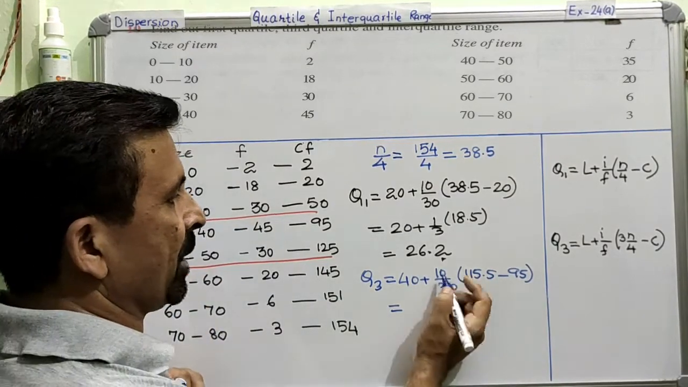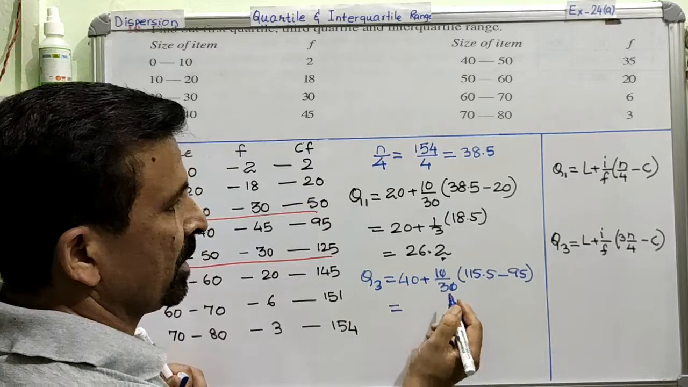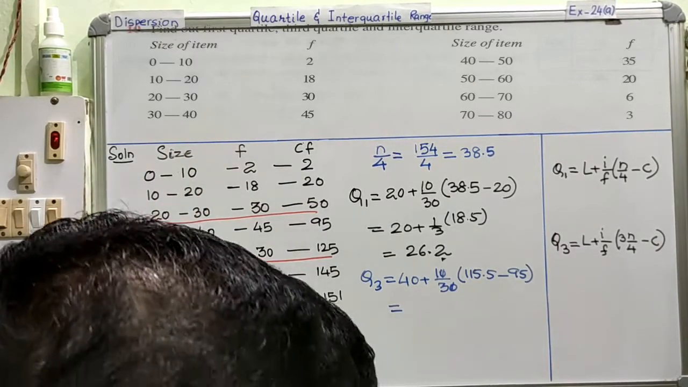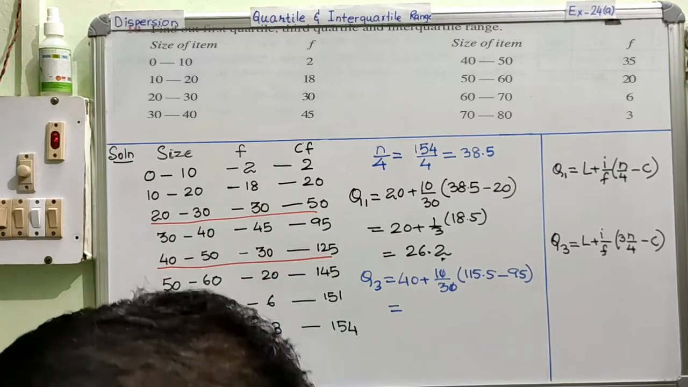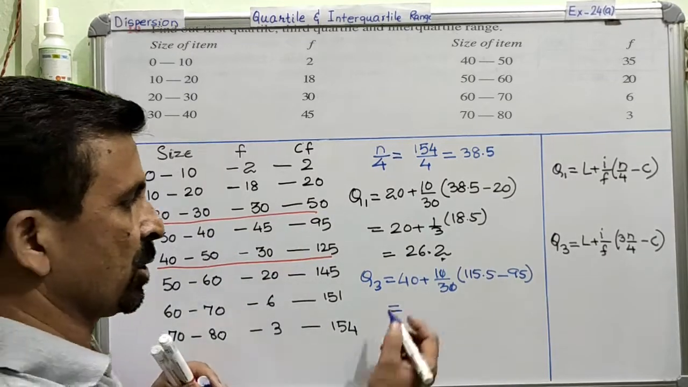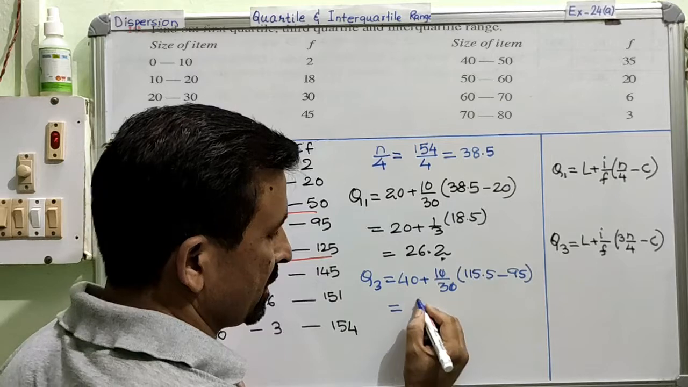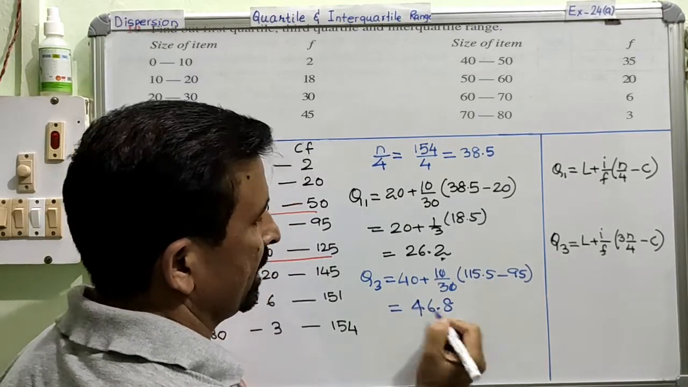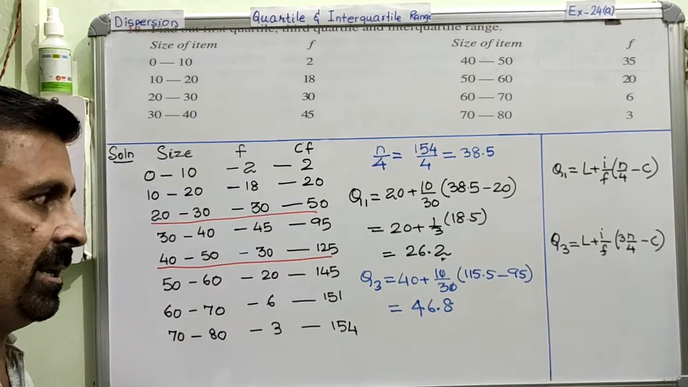So this becomes 20.5. This and this cancel. So 20.5 divided by 3 comes to 6.8. So 40 plus 6.8 is 46.8, and this becomes your Q3.